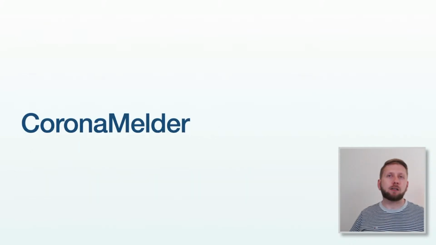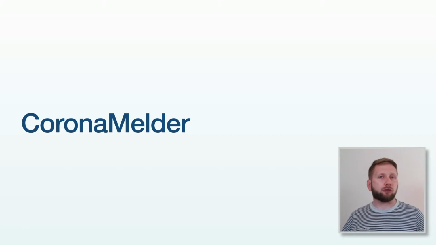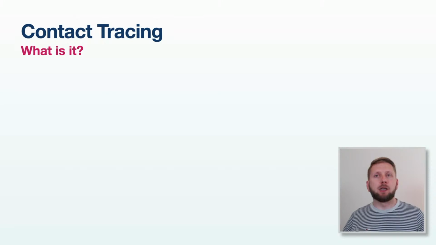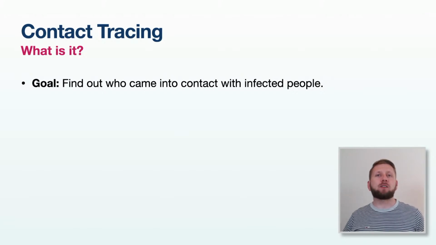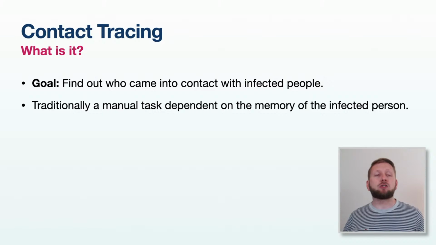So let's start talking about CoronaMelder first. CoronaMelder is a contact tracing application. But what is contact tracing actually? The goal of contact tracing is to find out which people came into contact with people who had a disease, an infectious disease. But traditionally this was not a digital thing. This was just a manual task that was dependent on the infected person remembering who they came into contact with and then reaching out to those people to warn them that they were possibly also infected.